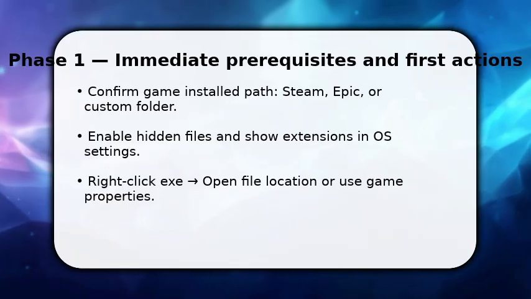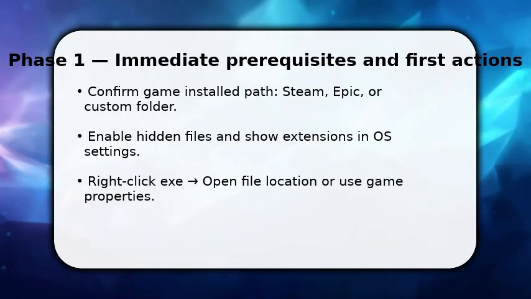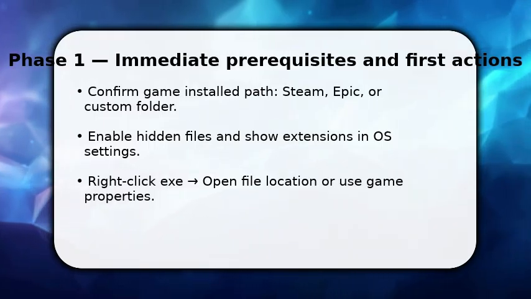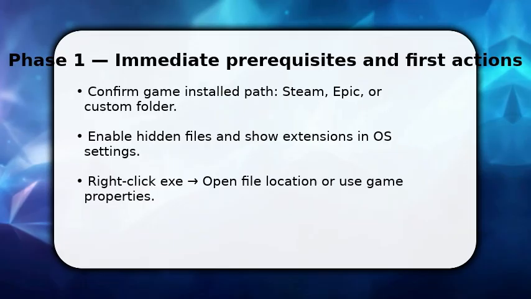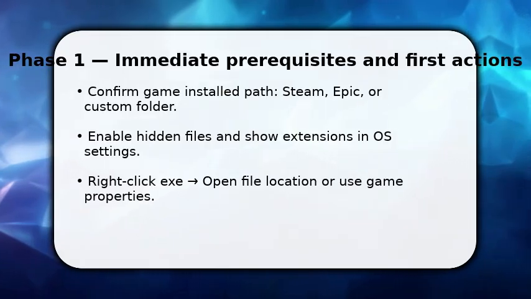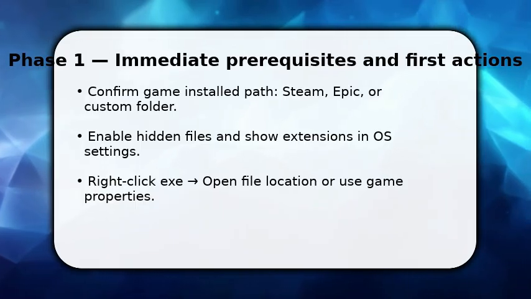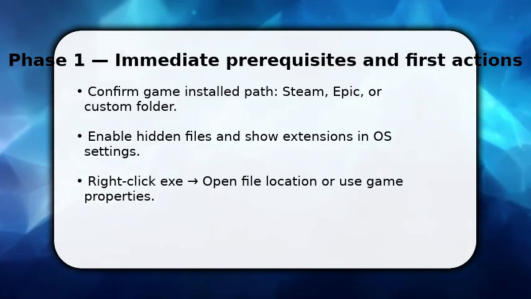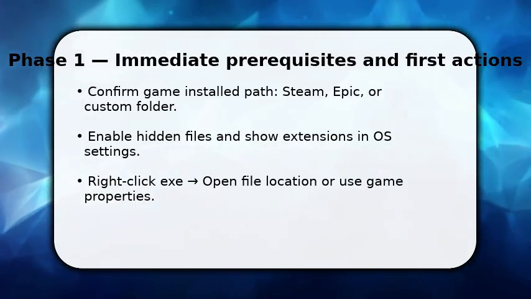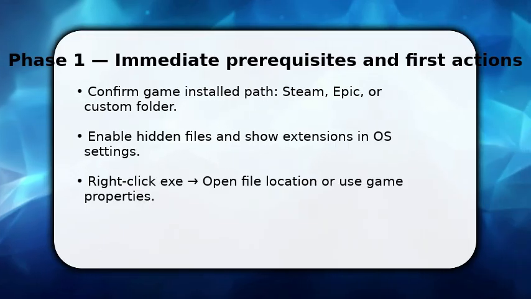You start by locating the game install quickly. Open the launcher and check properties for Browse Local Files. Once done, make sure hidden files are visible in your OS settings so extensions and config files aren't hidden. You should also note whether the game runs from Steam, Epic, or a custom folder because paths differ.